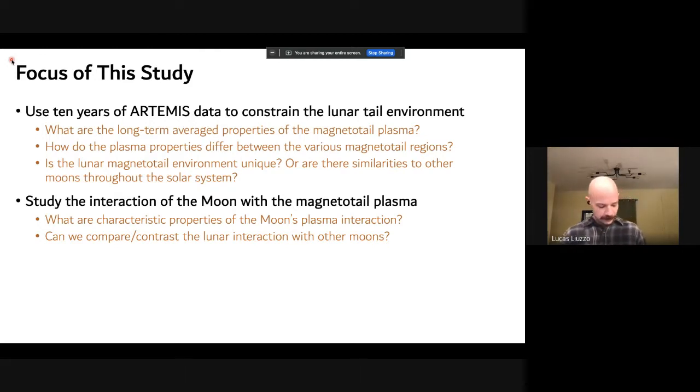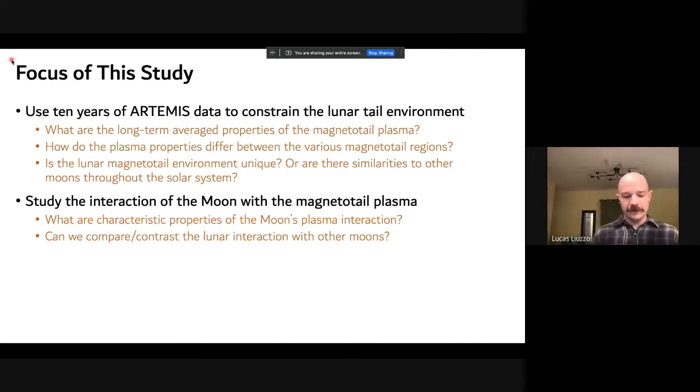And we can also take this question and look further outward into our solar system and try to compare and contrast how the lunar magnetotail and magnetospheric environment is similar or different to the magnetospheric environments of outer planet moons. So for example, in Jupiter's magnetosphere or Saturn.